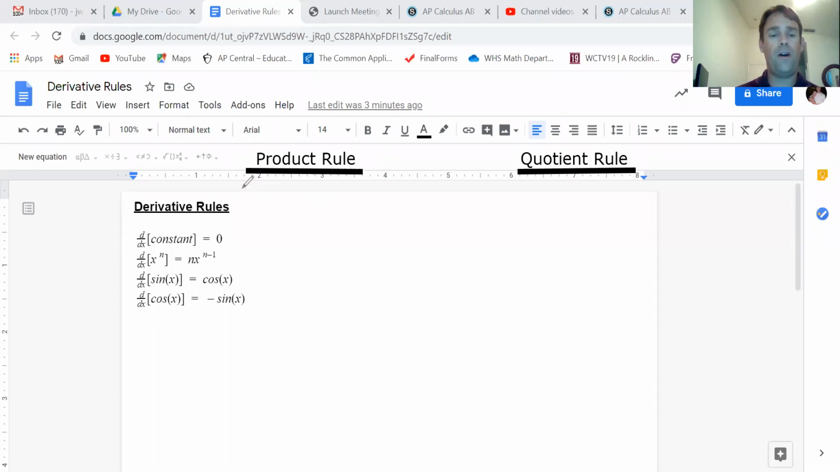The product rule. If I have a function that's essentially two other functions being multiplied, f of x times g of x, the derivative of this function is going to be the first function, f of x, times the derivative of the second function, plus the second function, g of x, times the derivative of the first function, f prime of x.